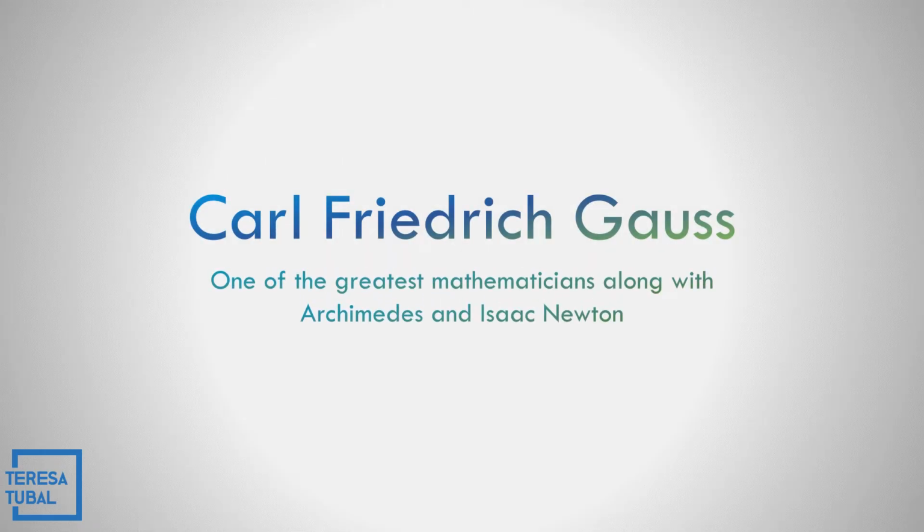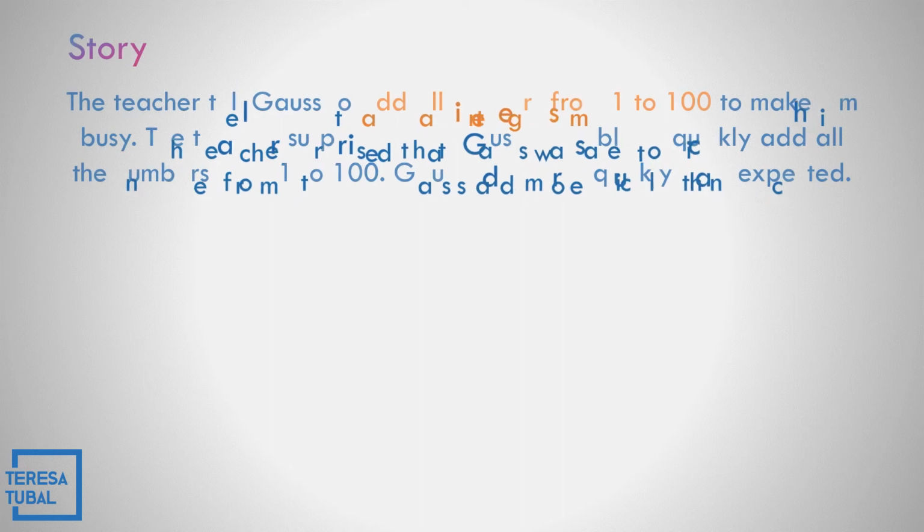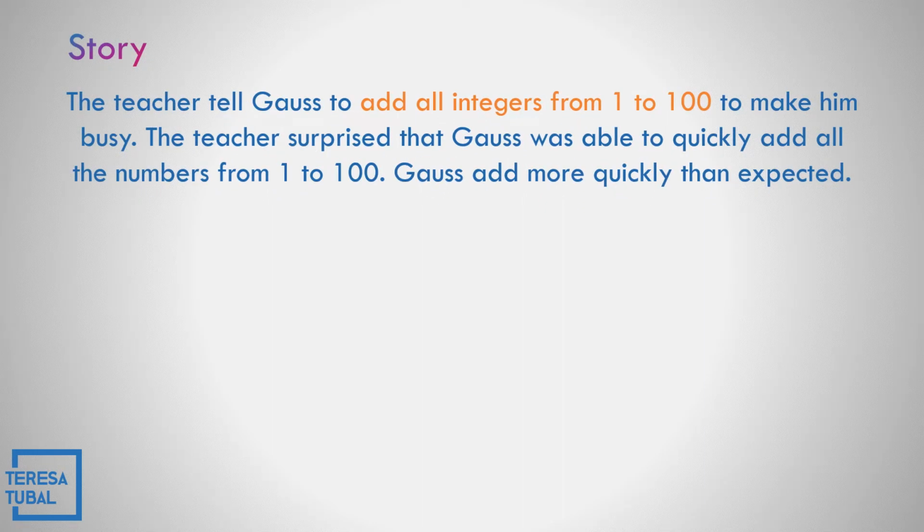Let us see what is the strategy of one of the greatest mathematicians along with Archimedes and Isaac Newton. He is Carl Friedrich Gauss. The teacher tells Gauss to add all integers from 1 to 100 to make him busy. The teacher was surprised that Gauss was able to add all the numbers from 1 to 100 quickly. Gauss added more quickly than expected.